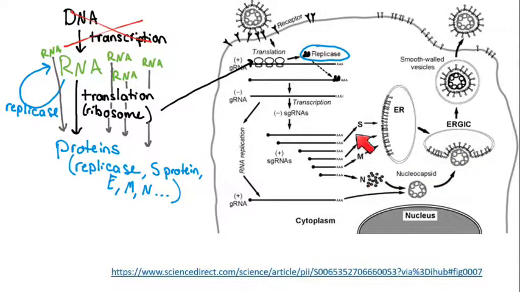So once there's a buildup of these proteins, new viral particles can be assembled and released and then infect other cells. And so this is the kind of overview of the life cycle of the coronavirus.